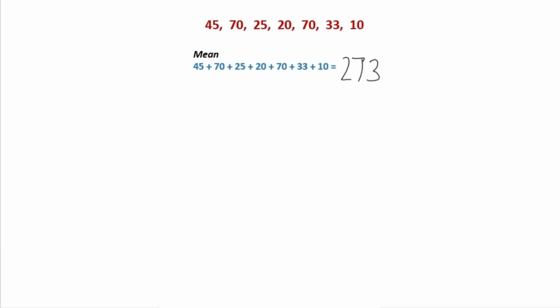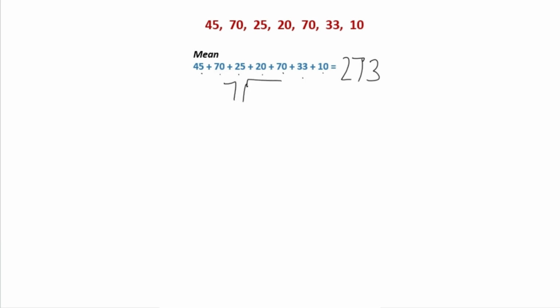So let's find the mean of this list, which is basically like the average. So what we're going to do is add up all the numbers and divide by how many numbers there are. Okay, so when we add this list of numbers, they sum up to 273. So there are 1, 2, 3, 4, 5, 6, 7. So we're going to divide our total by 7.